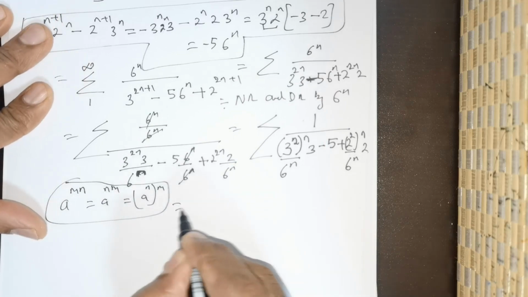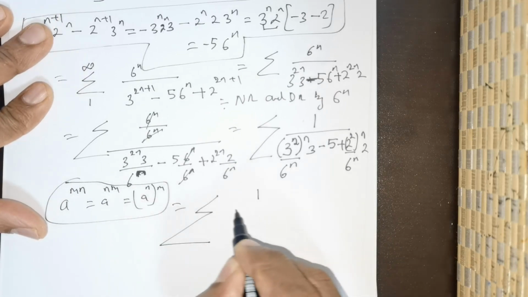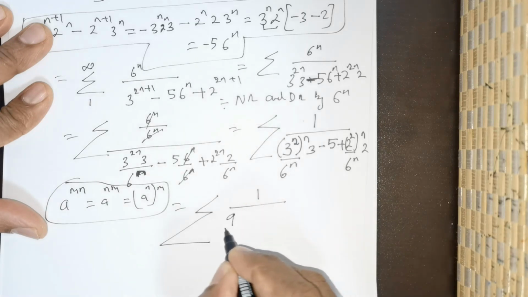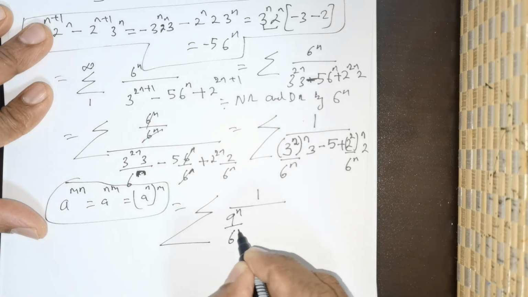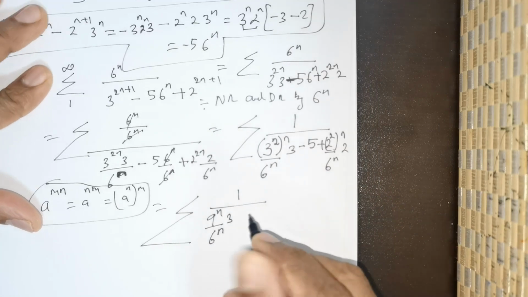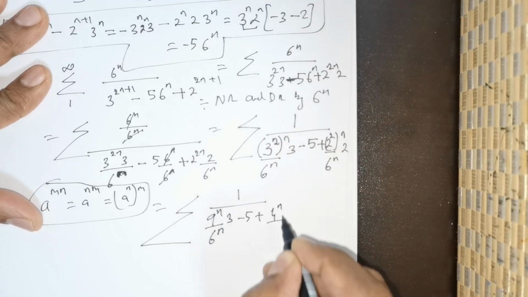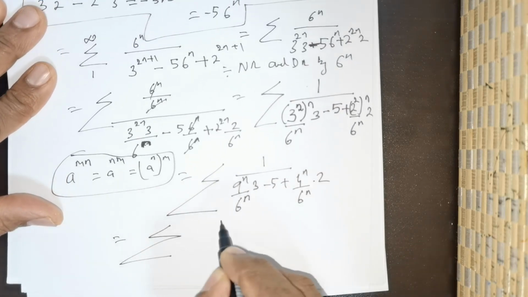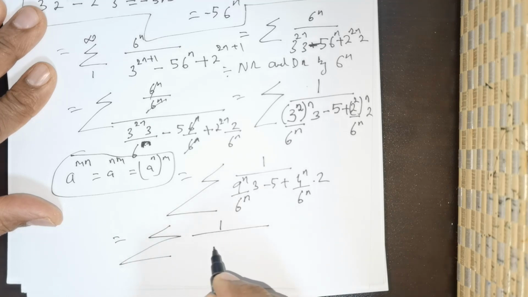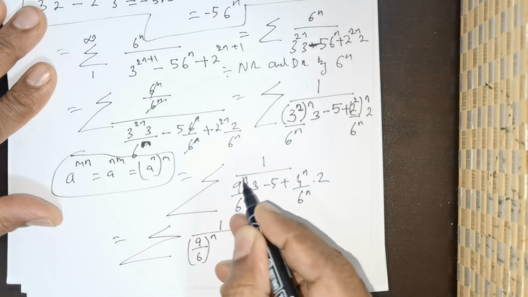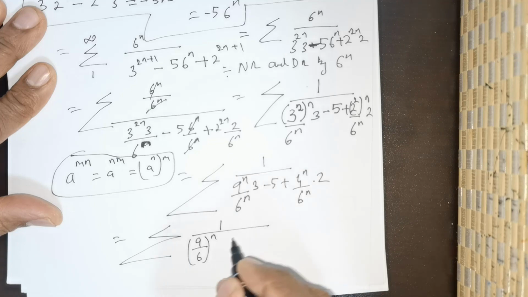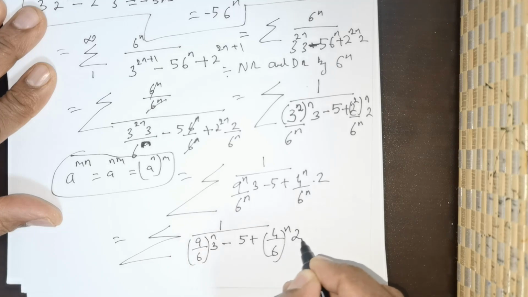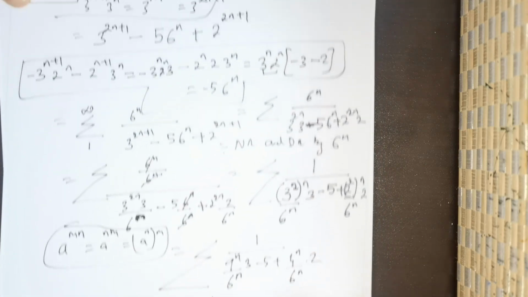Okay, so this is equal to sigma 1 divided by, this is 9 raised to the power of n divided by 6 raised to the power of n, multiplied with 3, negative 5, positive 4 raised to the power of n divided by 6 raised to the power of n, times 2. So this can be further rewritten as sigma 1 over, I want to write this as 9 over 6 the whole raised to the power of n. Fair enough, right? Because the exponents are one and the same. That is multiplied with 3, negative 5, positive 4 over 6 the whole raised to the power of n multiplied with 2. Okay, so this is what we have got.